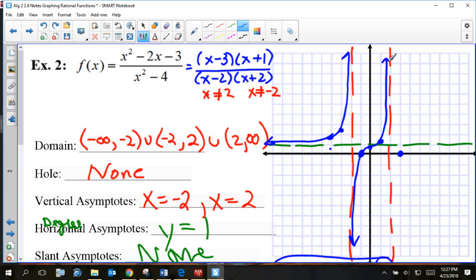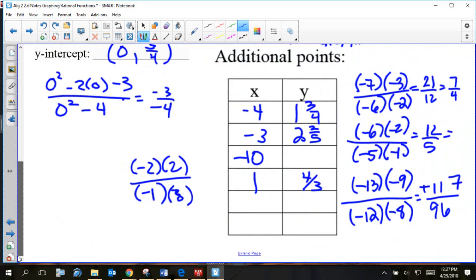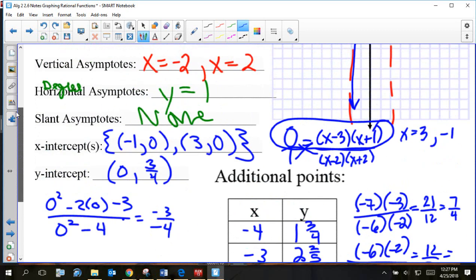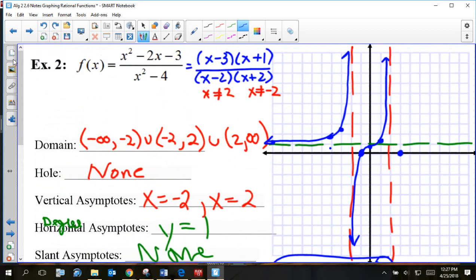And then we pick some more points for the right side of x equals 2. Because of time, I will just tell you what I picked. I picked 5, plugged it in, and got 4/7. So we graph (5, 4/7). And we are using our asymptotes.